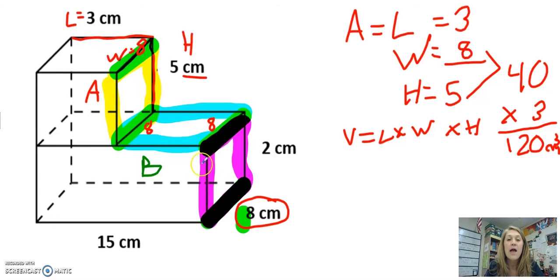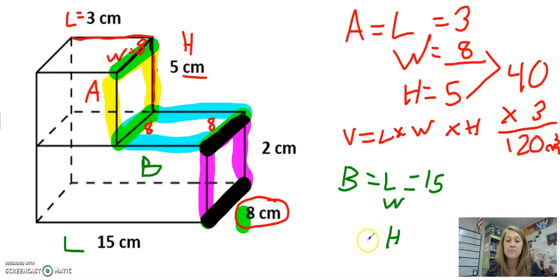Now we have to go and look at shape B. Shape B is this bottom space down here. So again, let's label what we already know. I can see right here, this part is 15 centimeters, and we'll call that our length. So for shape B, I must again find length, width, and height. And I know that the length is 15 centimeters.